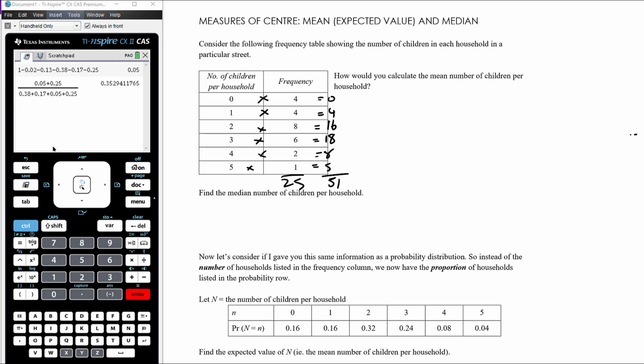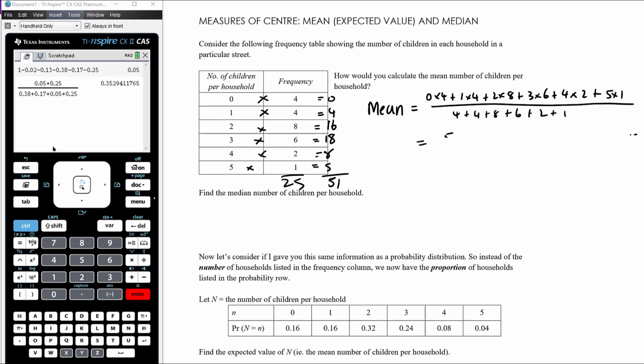46, 51, yes. And have I done my multiplications right? 0, 4, 16, 18, 8, and 5. Yep, okay. And so therefore the mean number, so what we've essentially done is 0 times 4 plus 1 times 4 plus 2 times 8 plus 3 times 6 plus 4 times 2 plus 5 times 1, and we're going to divide that by 4 plus 4 plus 8 plus 6 plus 2 plus 1.